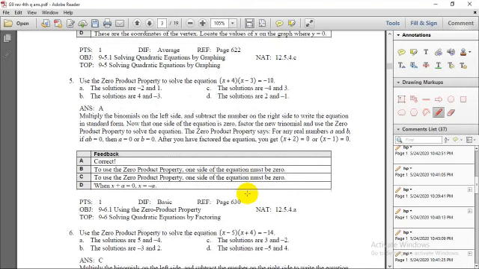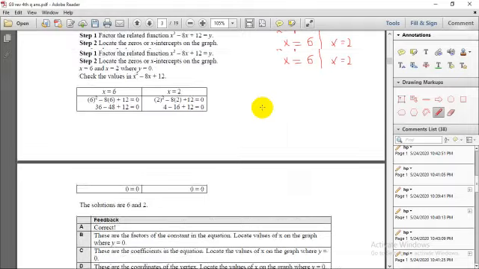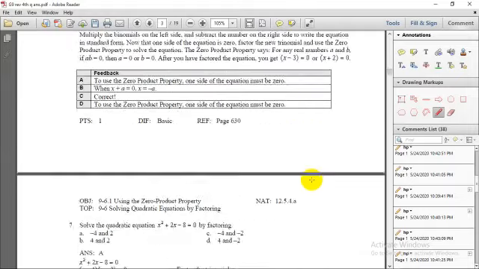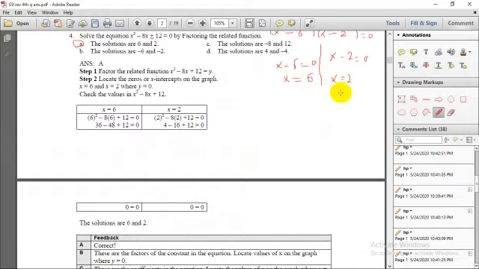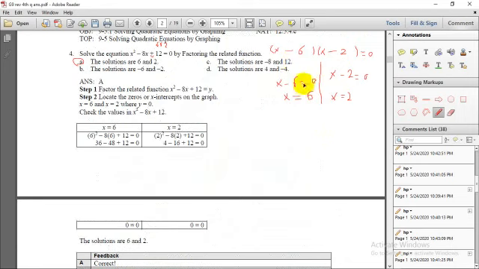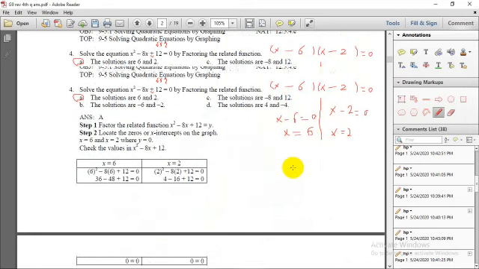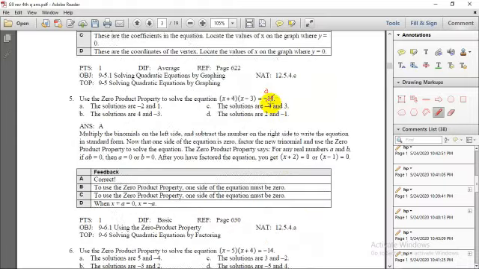Here I have a problem which has many steps, so please concentrate with me in this one. Use the zero product property to solve the equation. Of course, I can solve the equation here as simply as if this is 0. We're going to take each bracket and equal it to 0 and get the x. But look here, it's not 0.